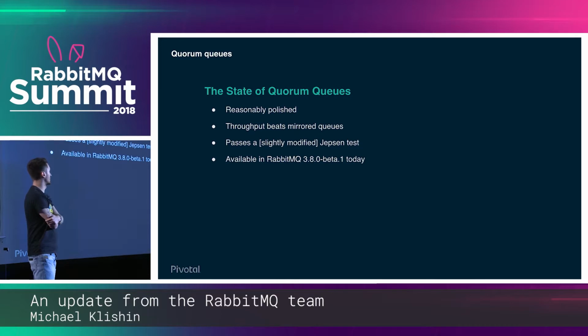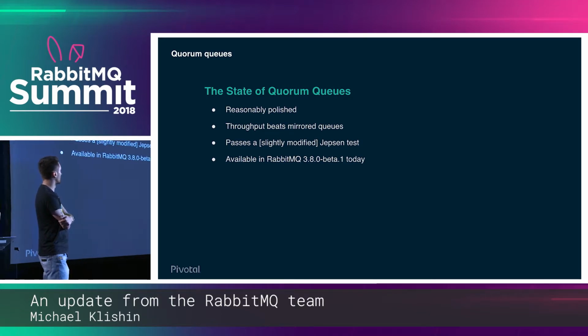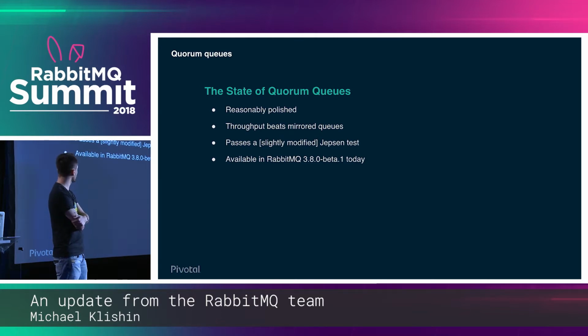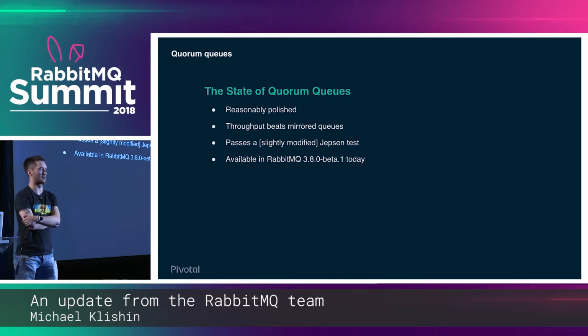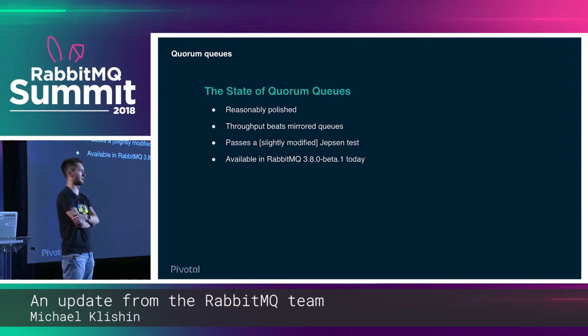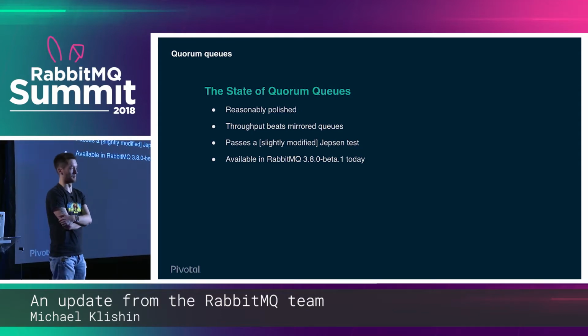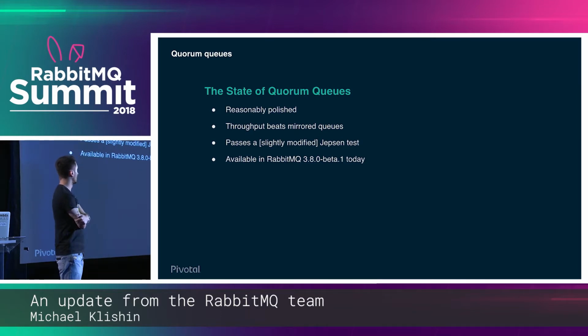It passes a slightly modified Jepsen test. I say slightly modified because we discovered some possibly unintentional things in the Jepsen test. We just had to modify it slightly. Doesn't meaningfully change it. And it is available in RabbitMQ on GitHub near you in a release called 3.8.0 Beta 1. I don't remember if it's public. If not, I will make it public as soon as I'm done with this talk. So you will be able to give it a try.